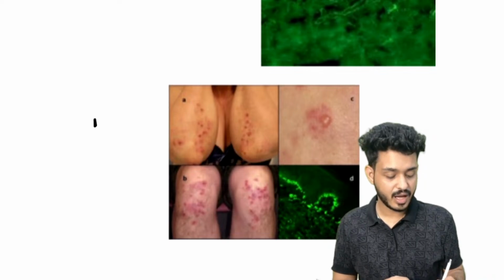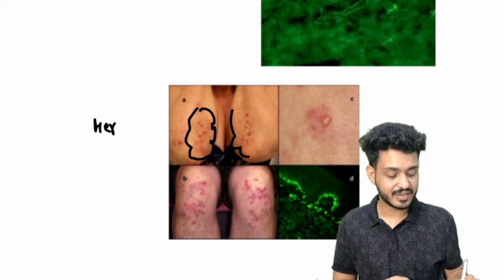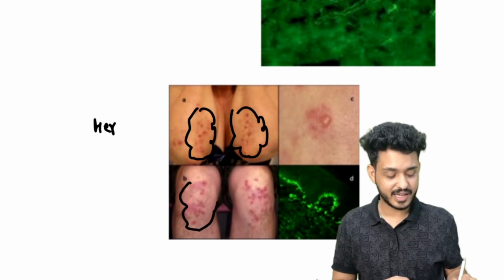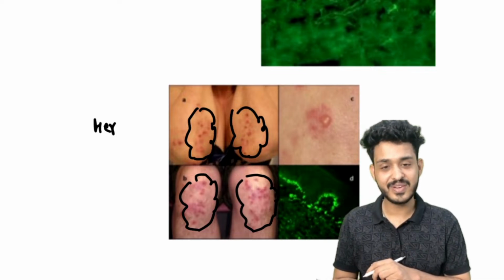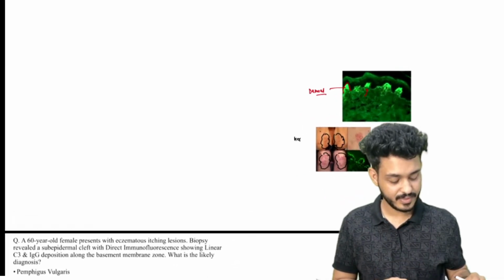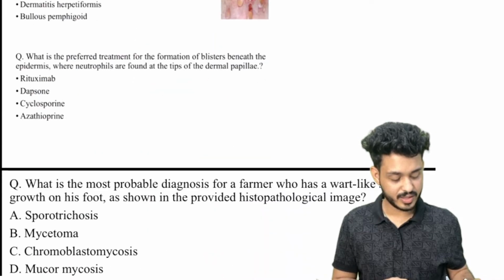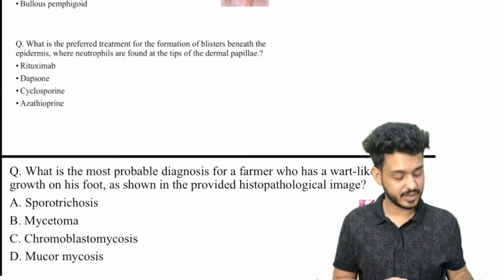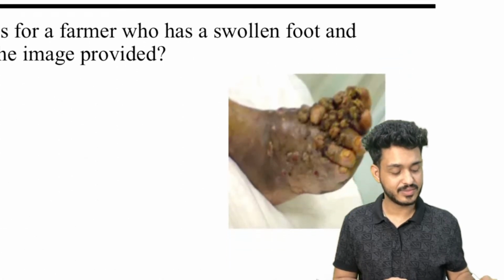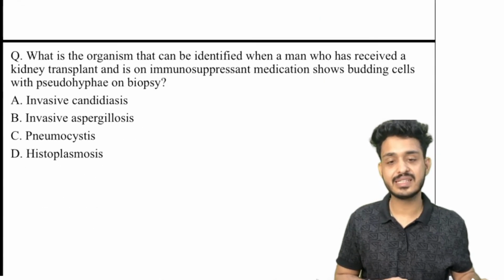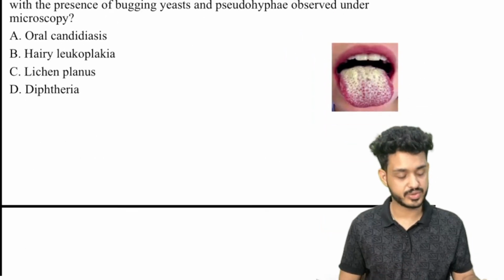Herpetiformis means you will be having grouped vesicles on the extensor surface. Every minute is important, guys. Extensor surface will be having grouped vesicles. Okay, so this is what you need to see. I will be sending it. These are the important questions you have to see. That is your copper penny bodies. Okay, this one is chromoblastomycosis. You have to see these questions. They are multiple times asked questions, candida.